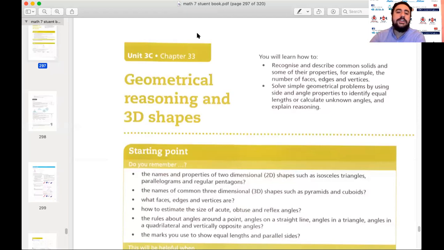Page 290, guys. Chapter 33, Geometrical Reasoning and 3D Shapes. Abdurrahman done. Thank you, Abdurrahman. Arwa Adel done. Saifuddin Hussein. Thank you so much, guys. So I'm going to start right now.